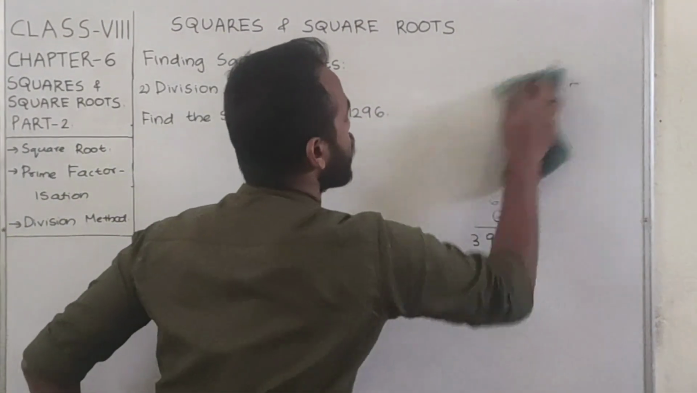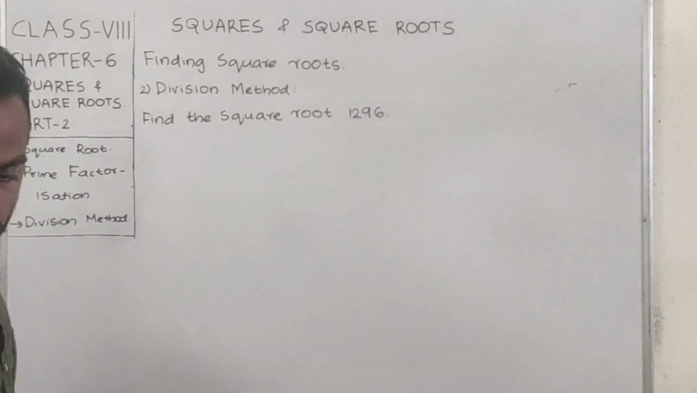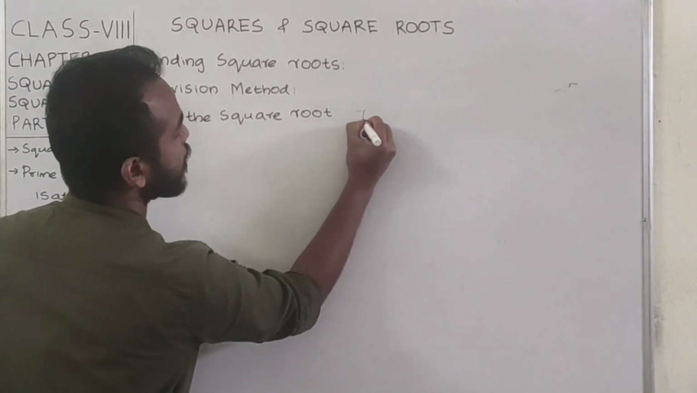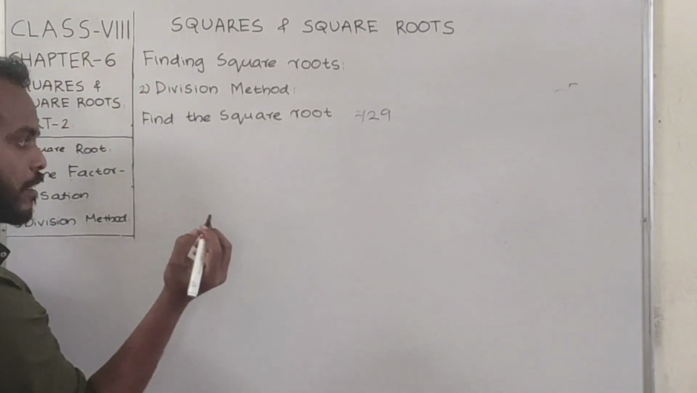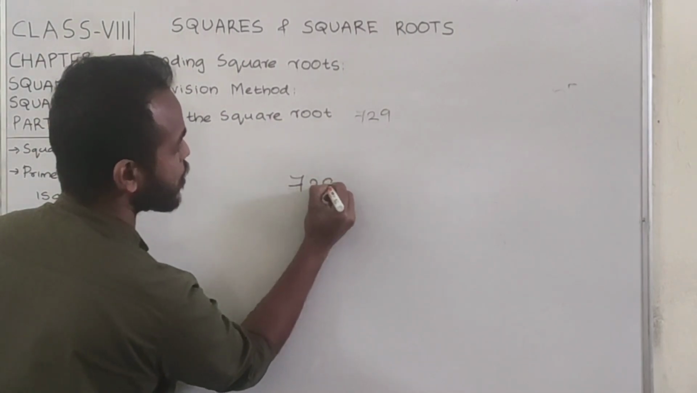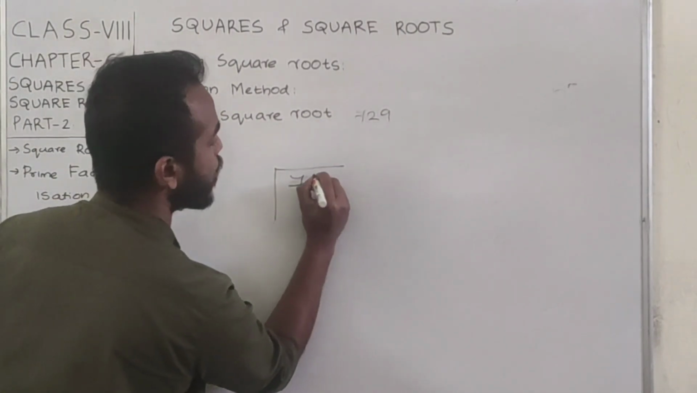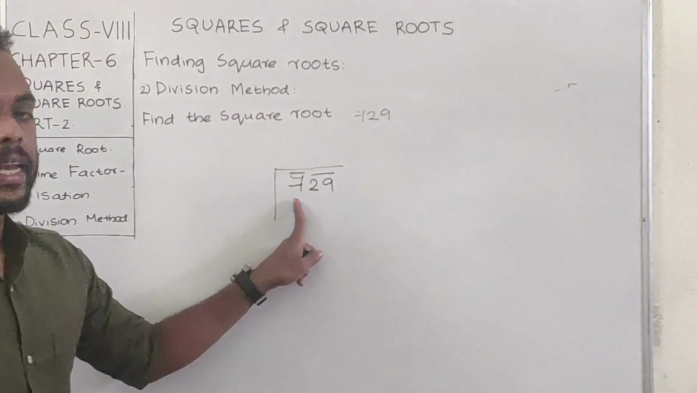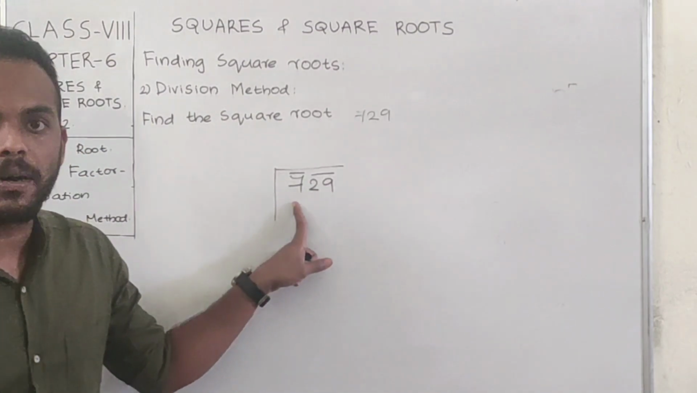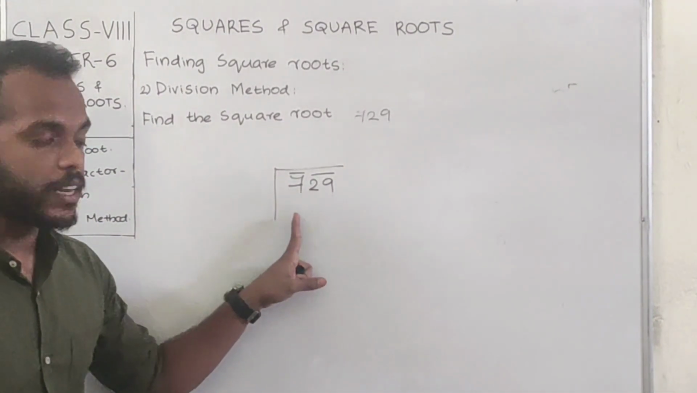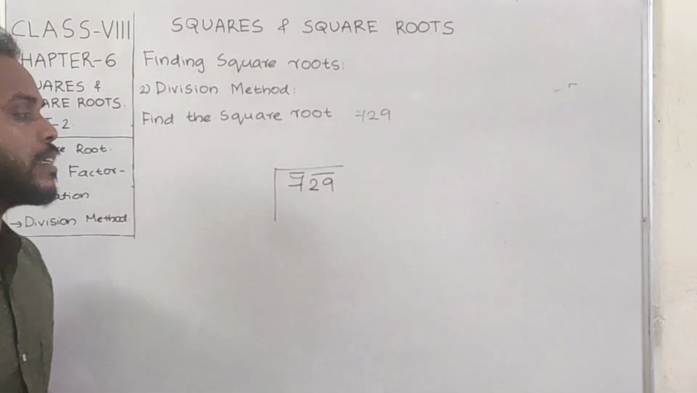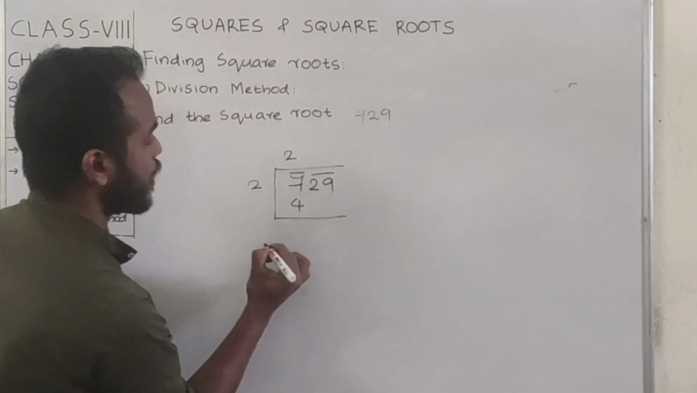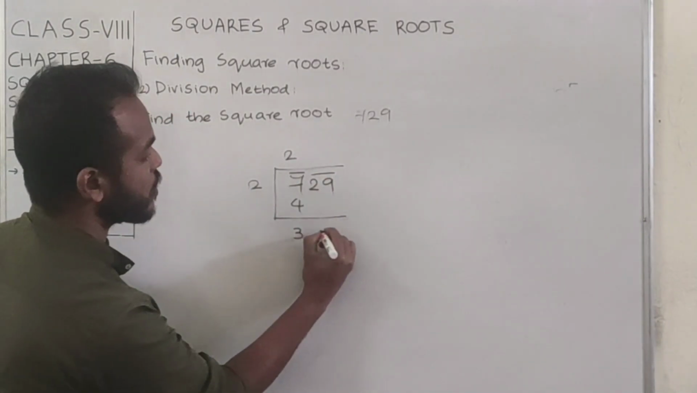Now obviously we will go for another number to make you all clear. Let's go for a 3-digit number, 729. The very old process: 729 must be written like this. First step is to make pairs from the right. So you will get a single number over here, it is 7. Which is the largest square number that is under 7? It is 2 squared. So we will write 2 over here. 2 squared is 4. Then the next step is to subtract. 7 minus 4 is 3.